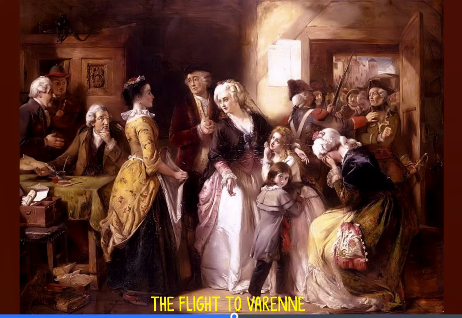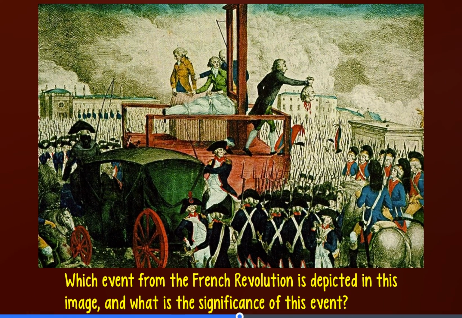They stayed at a hotel, and there was a soldier stationed there that recognized the face of the king from coins and called and got him arrested. So he's brought back to Paris and put on trial. And here we see the execution of Louis XVI.